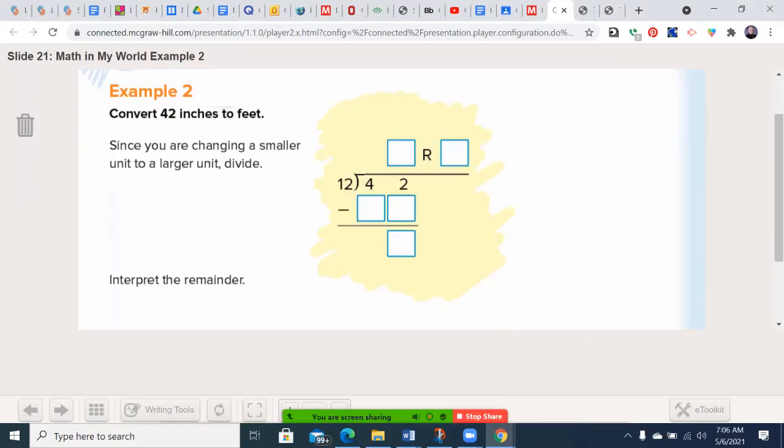Make sure you're filling it in as we go. Convert 42 inches into feet. There are 12 inches in a foot, so I'm going to do 42 divided by 12. 12 does not go into 4, so I go over to 42. I remember that 4 times 12 was 48 on the previous example, but 48 is bigger than 42, so let's start at 3. 3 times 12 is 36. 42 minus 36 is 6. My remainder is 6. What will I do with it? I could say 3 feet 6 inches.